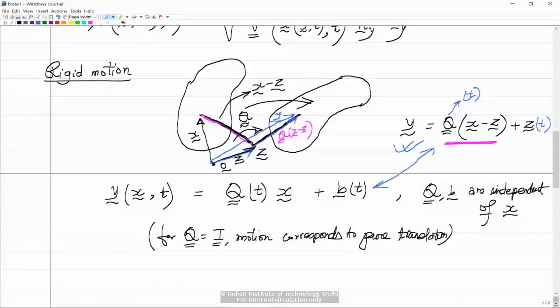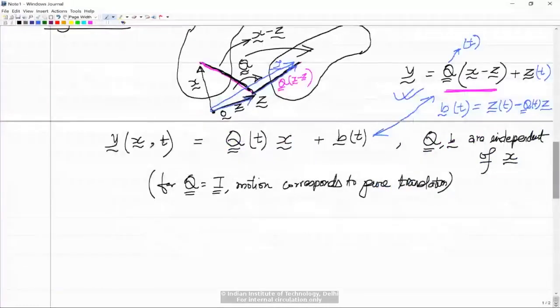And if you try to correlate, then you can see that b of t is then equal to z of t minus q of t times z, right? You can relate these two forms, and you can work with either of the two forms as far as rigid motion is concerned. Okay, so having seen this rigid motion, let us try to find out what's the velocity.